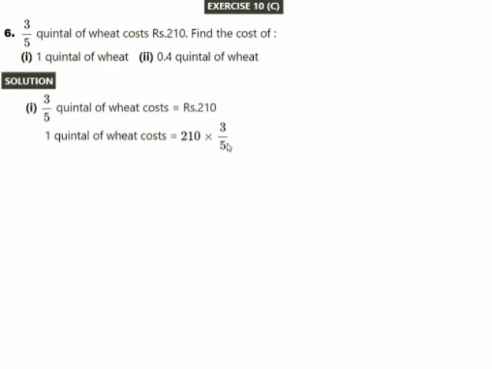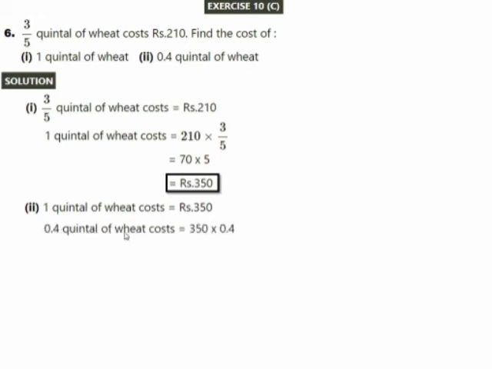So you know 3 ones are 3, 370, right? 3 into 70 is 210. So 70 into 5 is equal to 350. That means the cost of 1 quintal of wheat is rupees 350. Now we found the cost of 1 quintal using the unitary method. Now you are asked to find the cost of 0.4 quintal. So the cost of 0.4 quintal of wheat is 350 into 0.4. So multiply them, you get your answer to be 140.0, which can also be written as rupees 140. Pause the video and note down your solution.